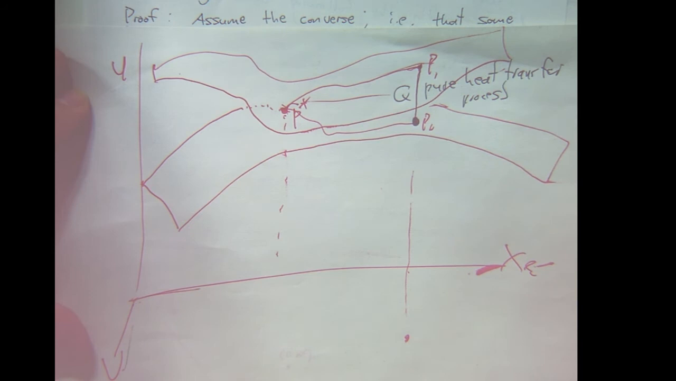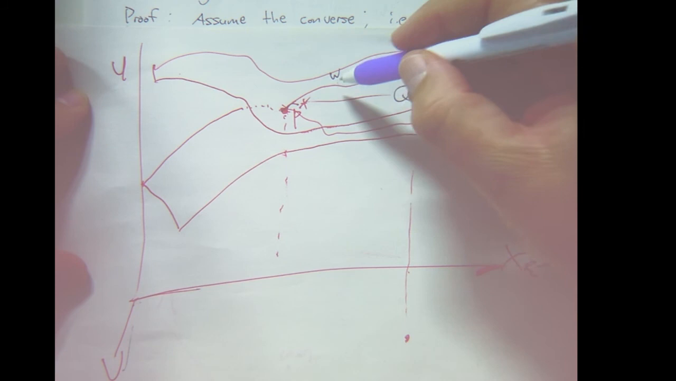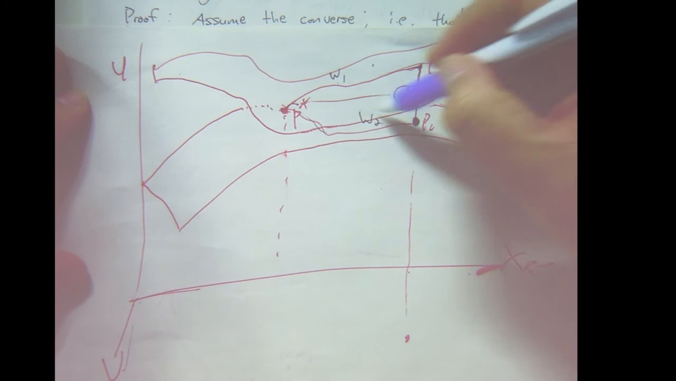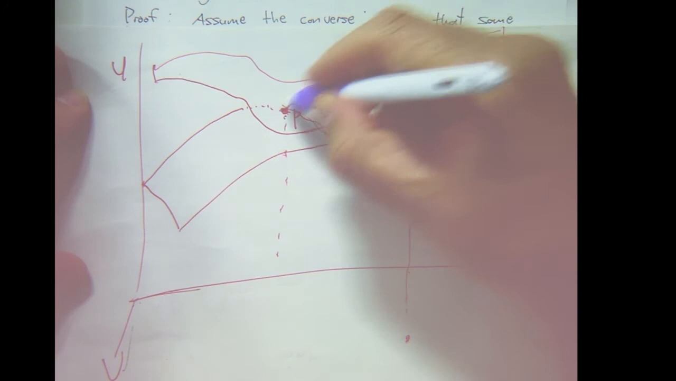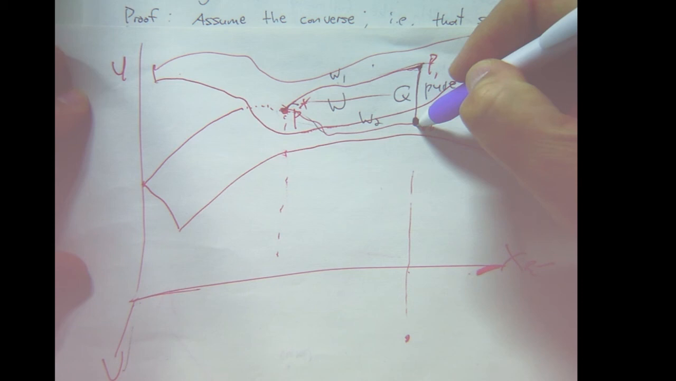Now I get to here, and I do adiabatic work, no heat transfer, to here. I know how much work is done, W1, and going here is work W2. W1 plus W2 is the total work W in getting from P1 to P2 via P star, purely adiabatic processes. Because these two planes intersect, there is an adiabatic work process that joins P1 and P2 with work done W.